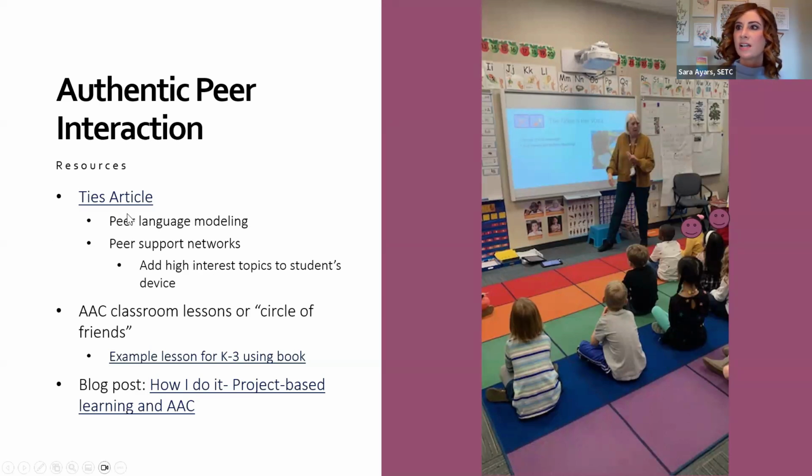And then this article here is another one from TIES, and it talks a lot about creating peer support networks. There's a lot of evidence-based research in there on how to do that and how you might create different high interest groups for an elementary level student and a secondary level student. So just some resources for you all to check out around the topic of authentic peer interaction.